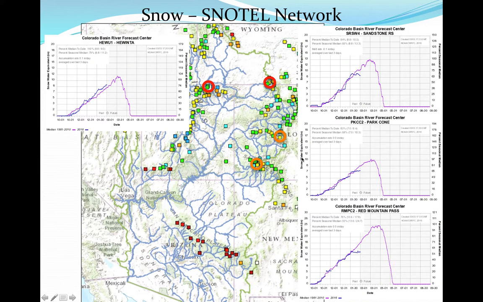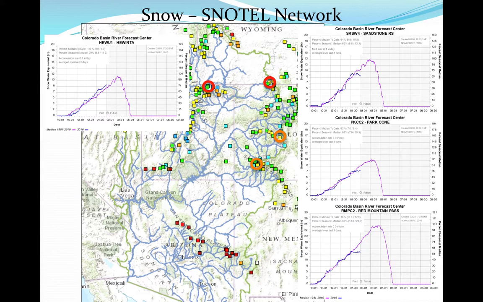I just kind of wanted to highlight some of the behavior here at some of these sites. Looking over in the Green River Basin at the Huinta SNOTEL site, you can see we're basically following along the median line, slightly above normal conditions there. But again, that site showed the driest February on record.